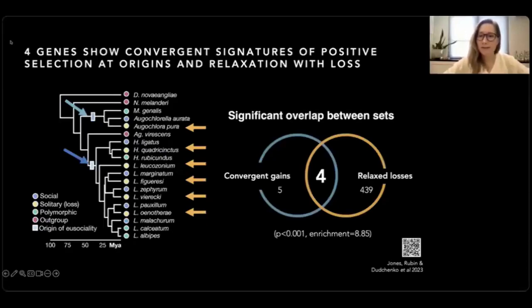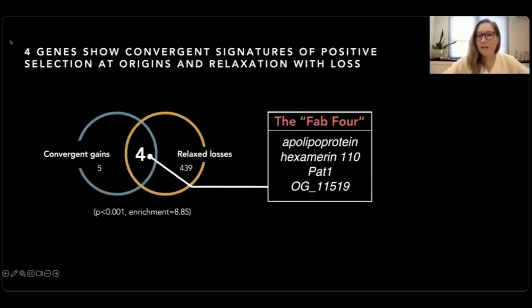And indeed, we found 4 genes that show the signature of convergent and complementary selection across all the gains and losses that we sampled. And that's almost a 9-fold enrichment compared to what we would expect by chance. So we lovingly call these genes in the lab the Fab4, and they include 3 genes that are well described, apolipoprotein, hexamerin 110, and PAT1, as well as 1 gene, OG11519, that doesn't have any clear orthologs outside of Hymenoptera and is of unknown function.